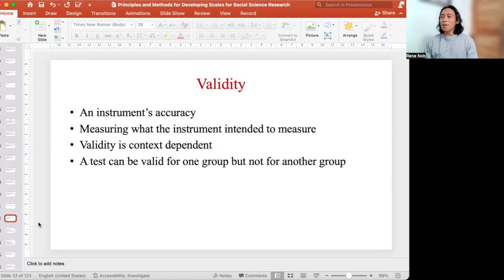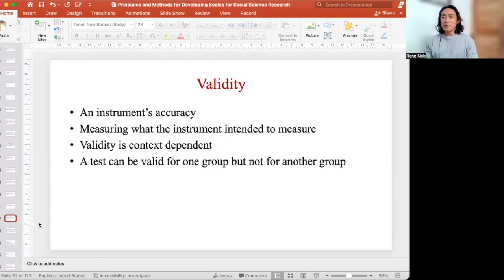Next, let's talk about validity. So another important psychometric property is validity. This refers to the instrument's accuracy, measuring what the instrument intends to measure. It is important to take note that validity is context dependent. A scale that is valid in one context might not be valid in another context.